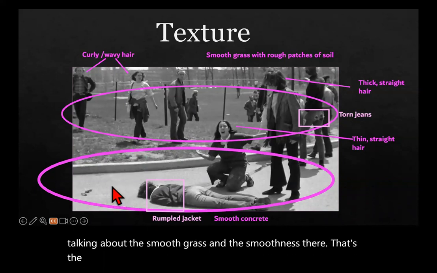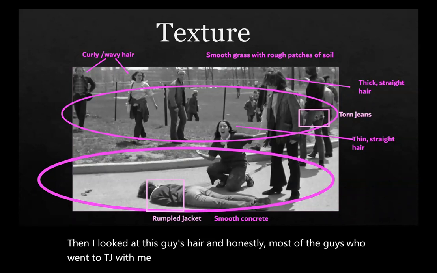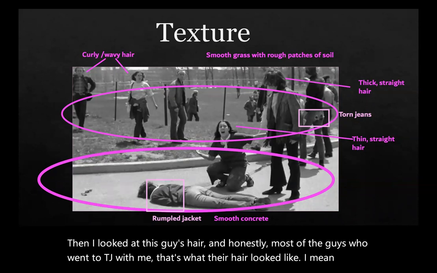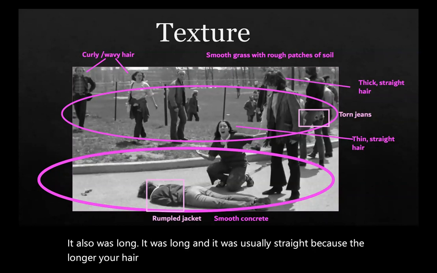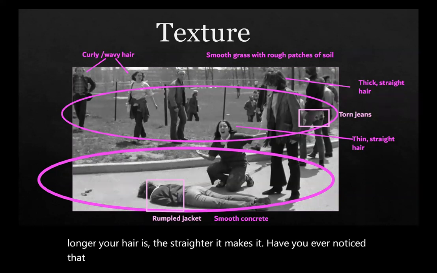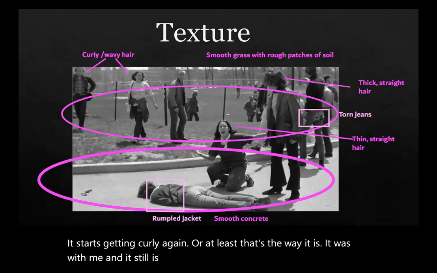That's the texture. Then I looked at this guy's hair, and honestly, most of the guys who went to TJ with me, that's what their hair looked like. That's identical. Most of them had thick hair. It was long hair, about to their shoulders, and it was usually straight, because the longer your hair is, the straighter it makes it. Have you ever noticed that when you cut it, it starts getting curly again? Or at least that's the way it is with me, and it still is, believe it or not.